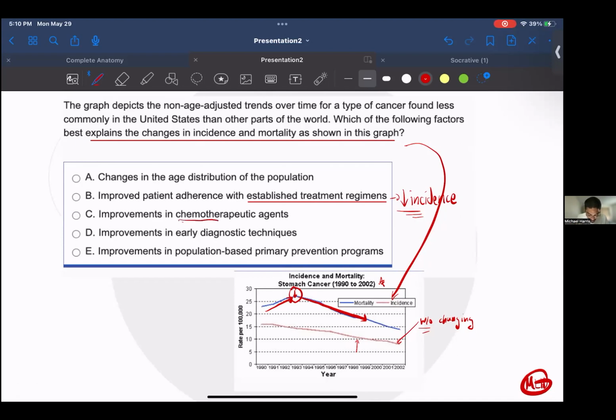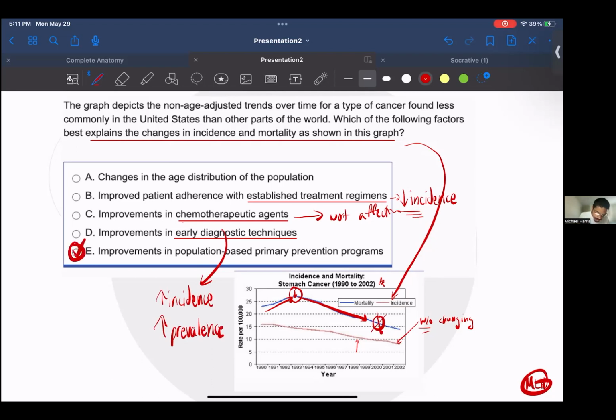Now, improvement in chemotherapeutic agents. Once again, this is treating them so they live longer. However, once again, they're not affecting incidence. Improvements in early diagnostic tests. This would increase incidence. What would this do to the prevalence? Yes, it would increase the prevalence, which is not what is shown in this as well, which is why the answer ends up being E.